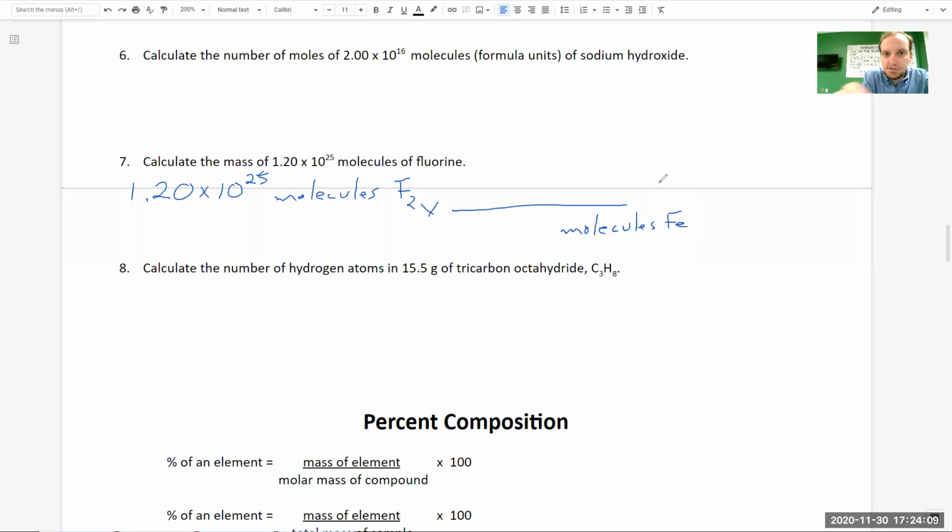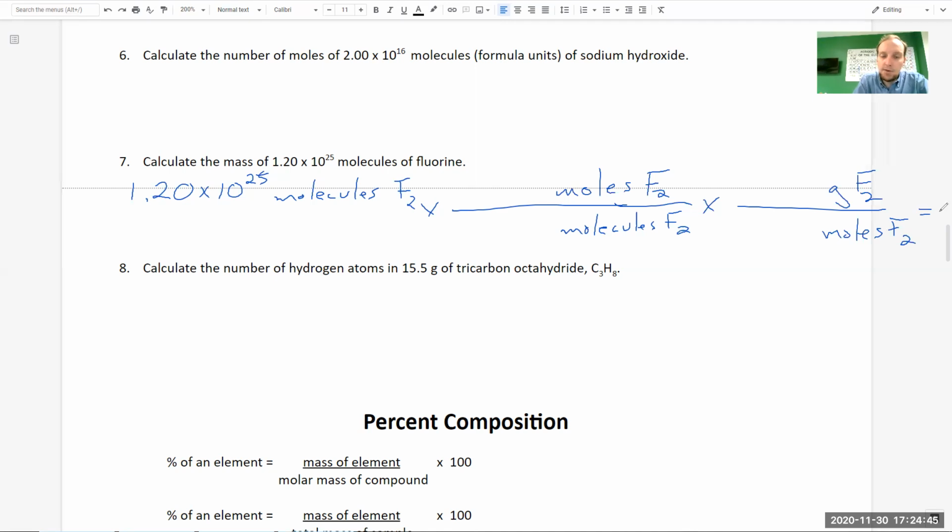F2. Oops, not iron. Wrong element. Okay, and then we want to do the mass. So again, we cannot go directly from molecules to mass because the mass of molecules of fluorine is going to be entirely different than the mass of molecules of, again, iron phosphate. So we must go through moles first because that will normalize everything. Then we're going to have to get rid of moles. So MOL or MOLES, same thing. And then we can go into grams of F2.